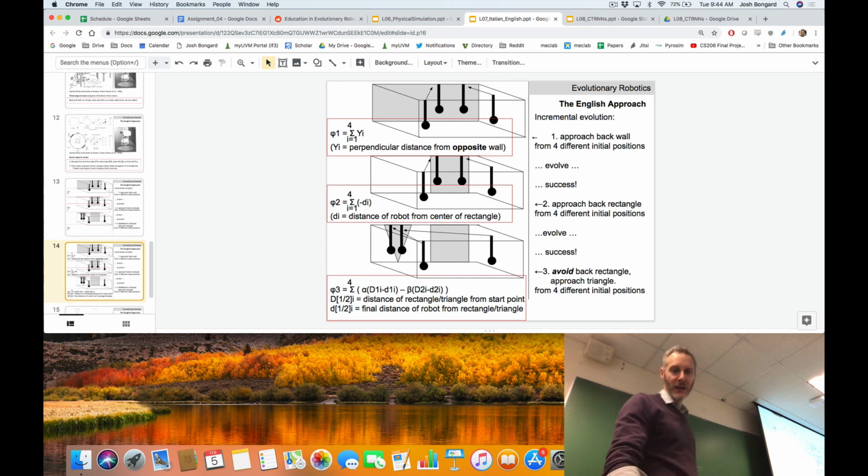Pretty straightforward. Sorry, I misspoke. There aren't actually 2 trials per neural network. There are 4 trials. I'm just showing 2 in this cartoon here for clarity's sake.